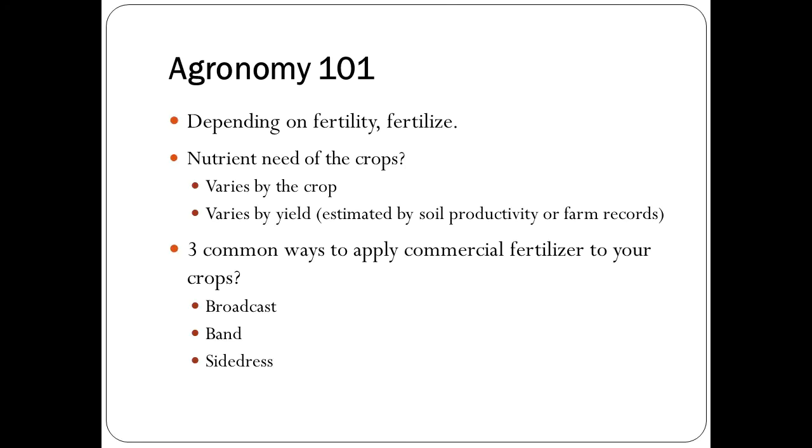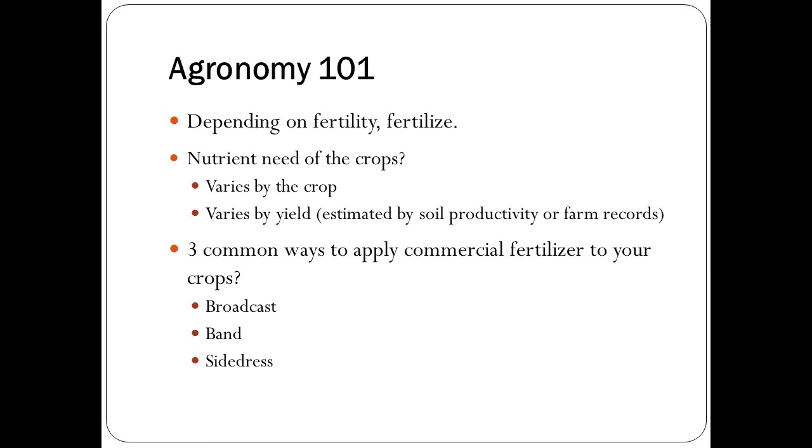So we've taken our soil samples and we've sent them off to the lab and received back information on the soil fertility. So let's just take a minute and do some agronomy 101. Depending on the fertility of your soil, you're going to need to fertilize to meet the nutrient needs of your crops. How do you know the nutrient needs of the crops? Well, this varies with a number of factors, most obviously by the crop. Crops like alfalfa and other legumes don't need supplemental nitrogen because they can fix nitrogen from the air and convert it into plant-usable nitrogen. On the other hand, corn and other grasses don't have this capacity, and so they need nitrogen.